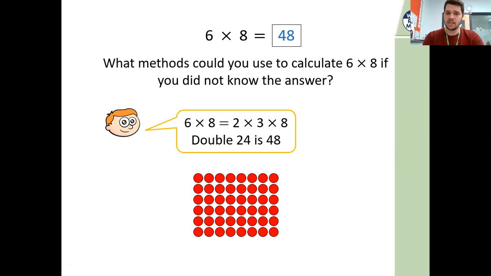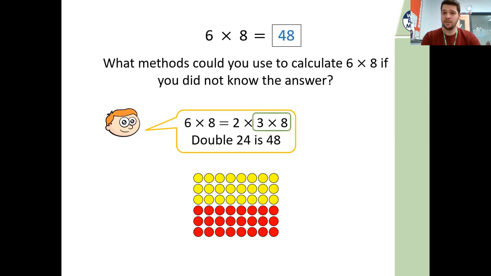Okay, let's see what this person did. He said 6 times 8 equals 2 times 3 times 8. So that's going back to that method of multiplying 3 numbers. 2 times 3 times 8. He also said double 24 is 48. This method, I think, to be honest, looks more confusing than what it needs to. If that doesn't fully make sense and you struggled a little bit with multiplying 3 different numbers, maybe bypass this one. That's absolutely fine.